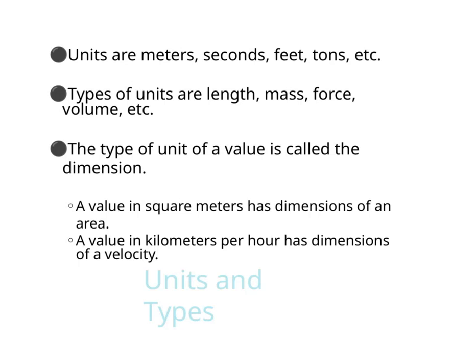Let's talk about units and their types. Units are the standard measures we use: meters, seconds, feet, tons, and so on. But behind those units are different types, like length, mass, force, or volume. The type of unit a value belongs to is called its dimension. For example, square meters represent an area, while kilometers per hour measure velocity. Understanding these distinctions helps us make sense of the numbers we work with every day.